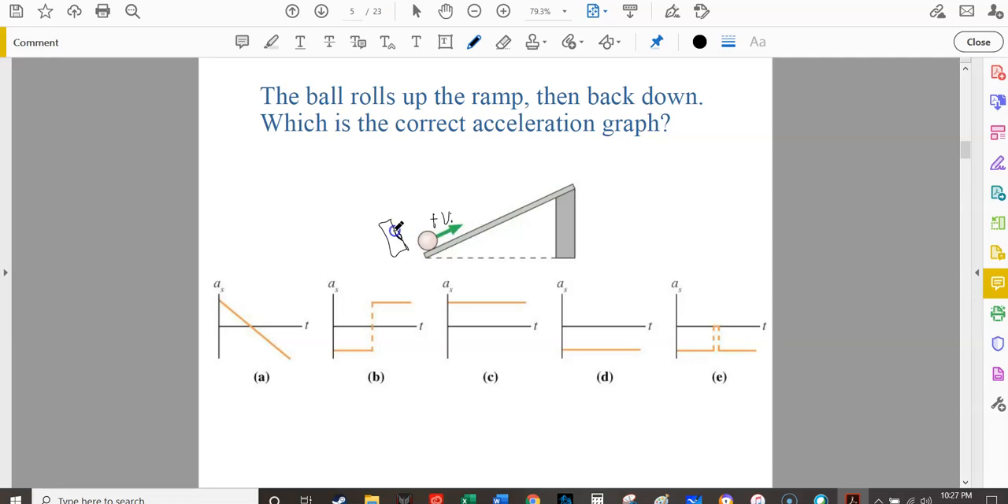And so we're standing right here looking at this. And this ball is going to go up. As it's moving up, it's going to be slowing down. So its velocity vectors are going to get shorter and shorter and shorter. And then right here at this point, it's going to come to a stop.